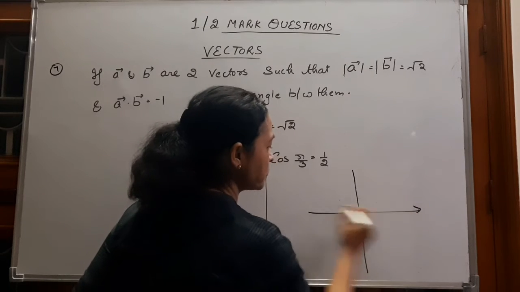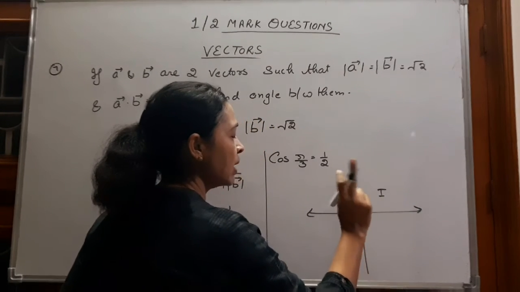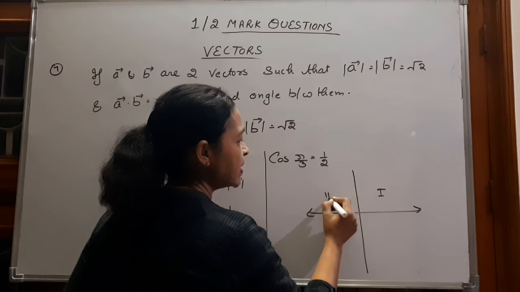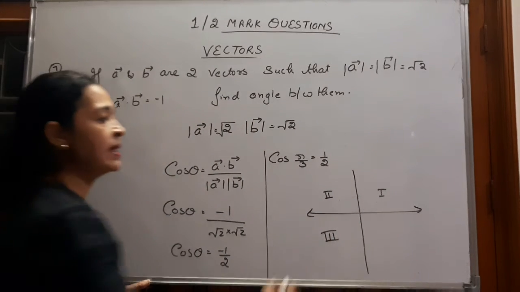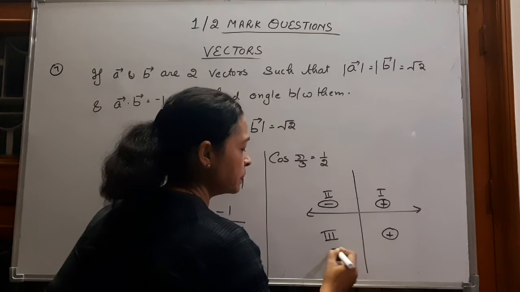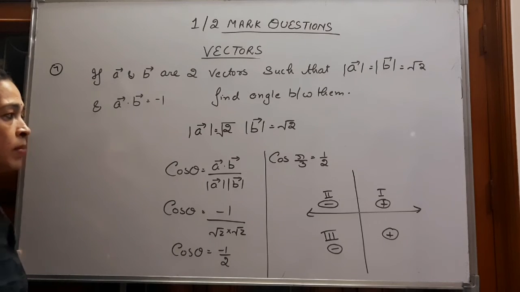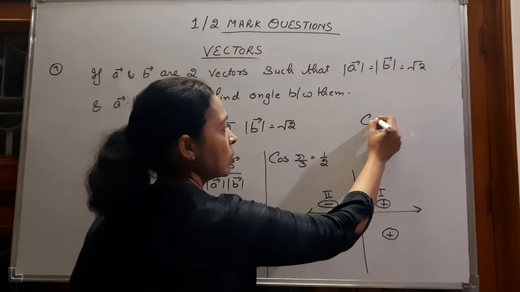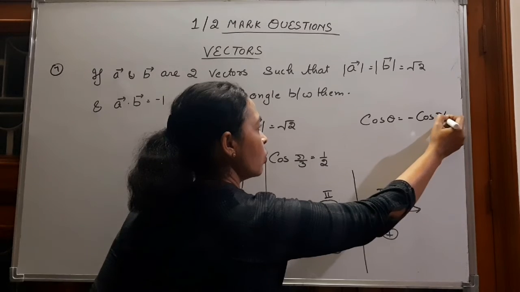Now cos is positive in the first quadrant. In the first quadrant all are positive. Cos is negative in the second quadrant and third quadrant. In both the quadrants cos is negative. In first and fourth cos is positive. Now we have cos theta equals minus cos pi by 3.